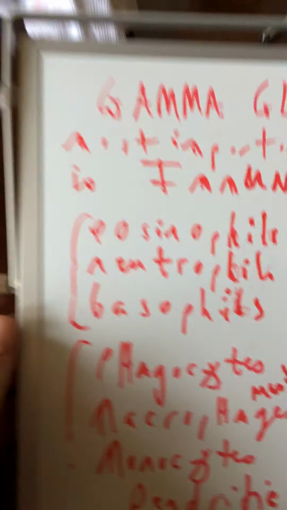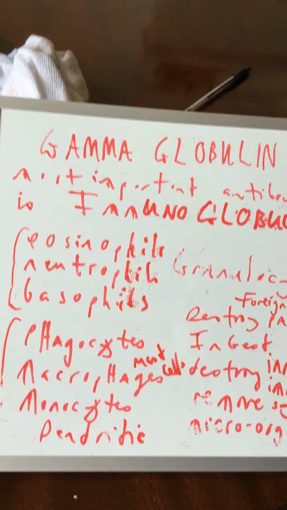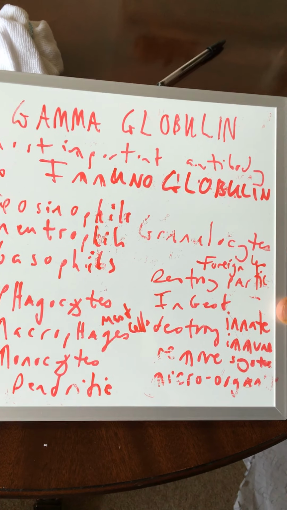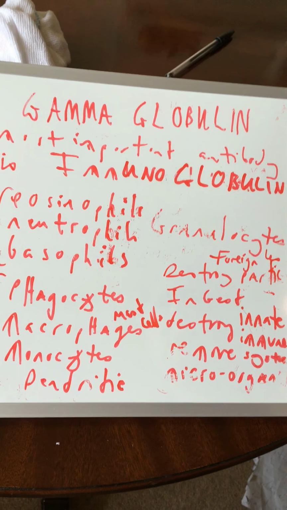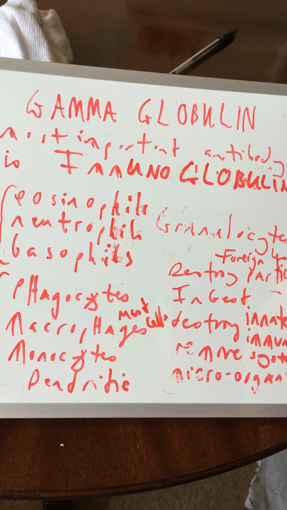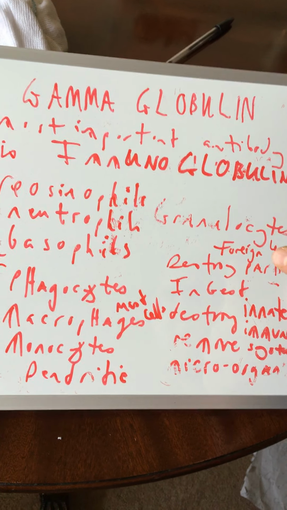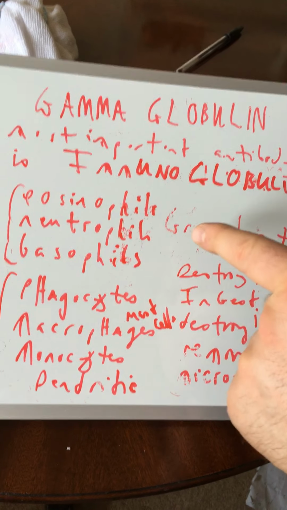And the gamma globulin, the most important antibody is the immunoglobulin, and I think it comes from the gamma globulin. And I've mentioned some granulocytes here, and they secrete granules in their cytoplasm. And there's these ones here.